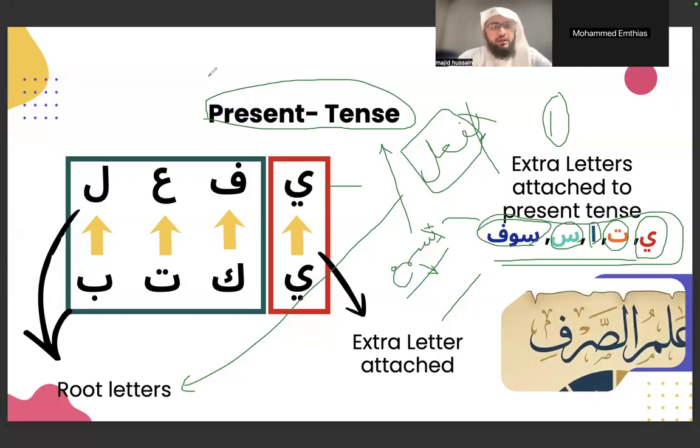All right. For example, sofa. In the Quran it says: كلا سوف تعلمون ثم كلا سوف تعلمون.